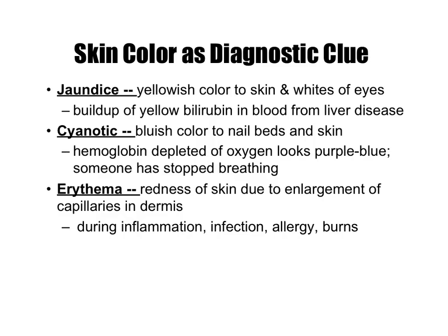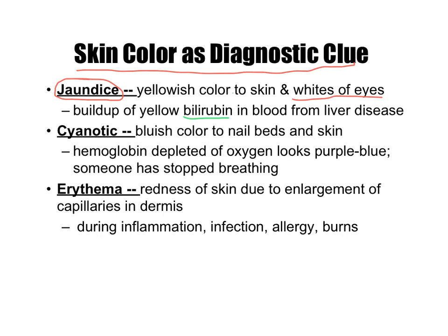And now looking at your skin color as a diagnostic clue, or a tool to help you diagnose somebody. One thing is called jaundice, and that's a yellowish color to the skin and also the whites of your eyes. It's caused by a buildup of a pigment called bilirubin. Know that because it will be on your test. Bilirubin is like yellowish orangish. It's produced when your red blood cells are broken down.